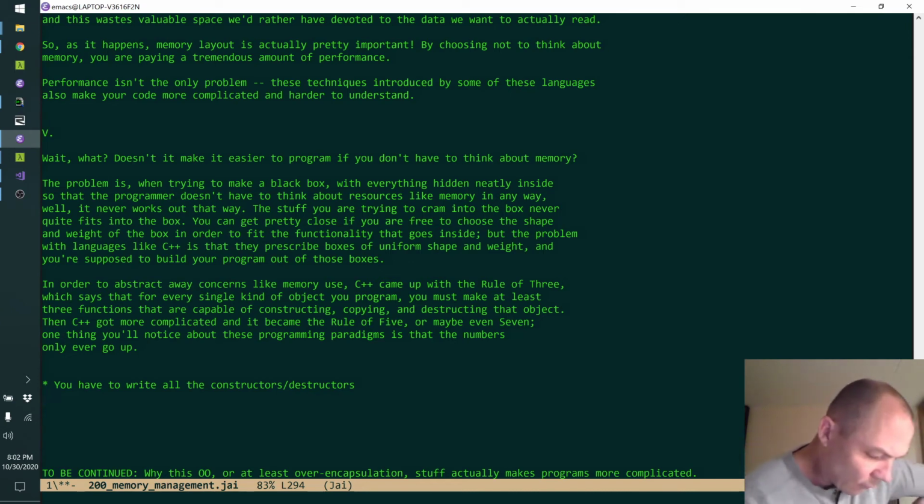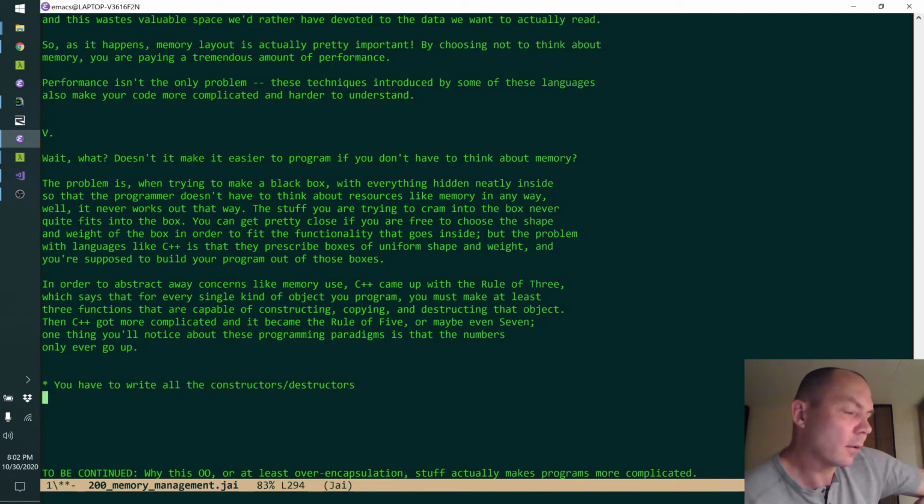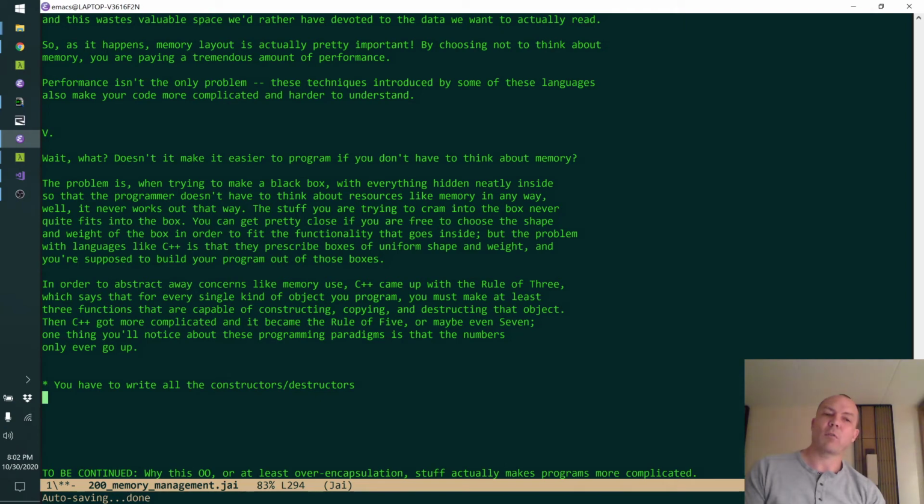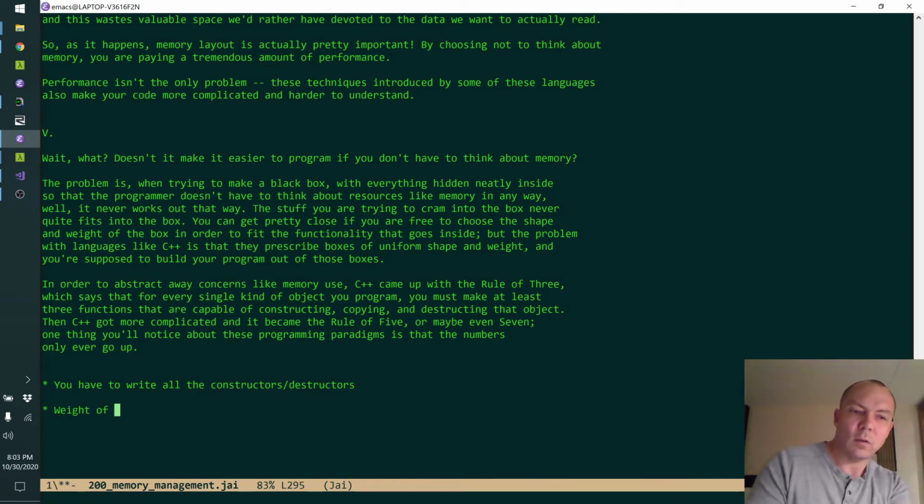The fact that memory allocation is packed away inside some function that happens to be called the constructor doesn't mean that someone didn't have to write it, and doesn't mean that it's not there in the code, and doesn't mean that it doesn't add complexity to the code, right? So weight of code matters.